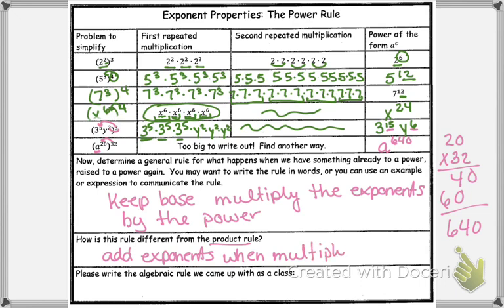When we multiply, we're going to come up with a rule. We're going to do that on our yellow sheet in just a minute. So we're going to move on to our next property, which is very similar to this one.